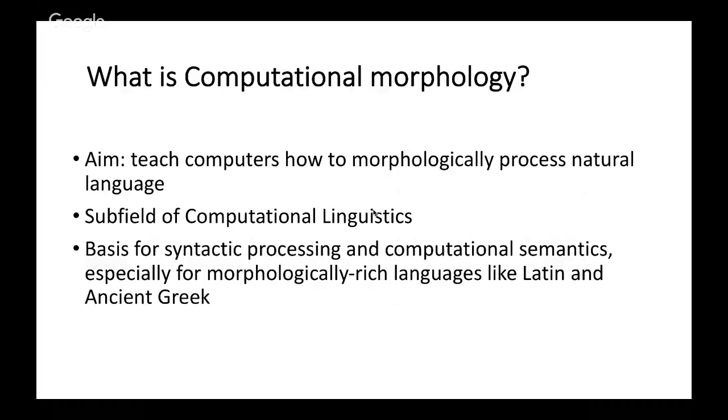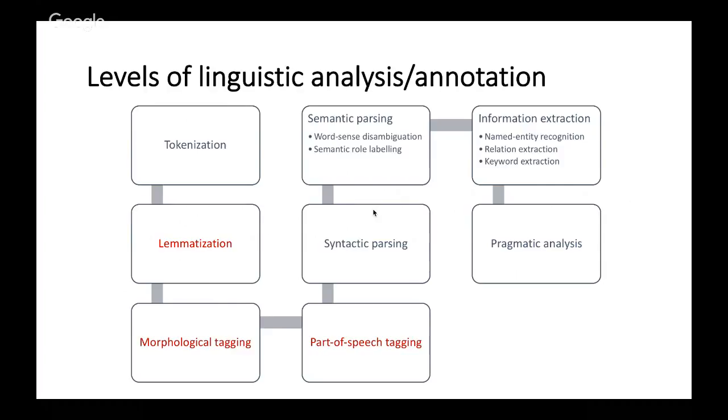This is an overview of different levels of linguistic analysis. It's not a normative view, but it's one way to visualize the process of adding linguistic information to our text. So we start with tokenizing the text, identifying the units or tokens. In common words, these would be the words to some extent, and then we add lemma information, so we reduce the forms to the dictionary form. Then we do morphological tagging, part of speech tagging, and then we can go on to syntactic parsing, semantic parsing, and further tasks like information extraction, pragmatic analysis. So you can see the kind of central role played by morphological analysis.